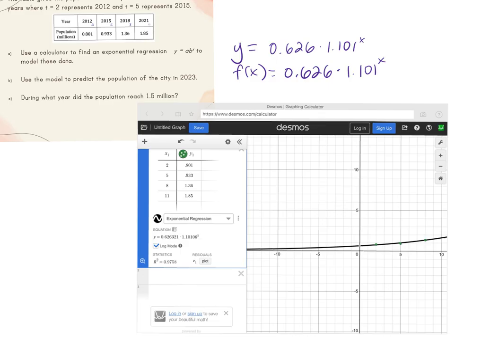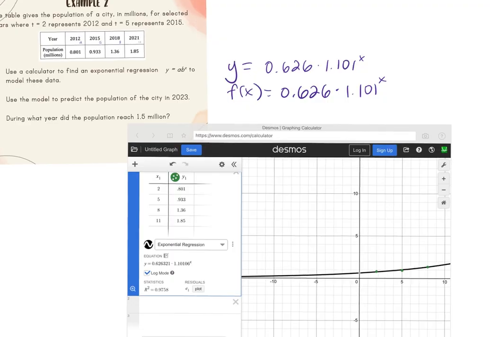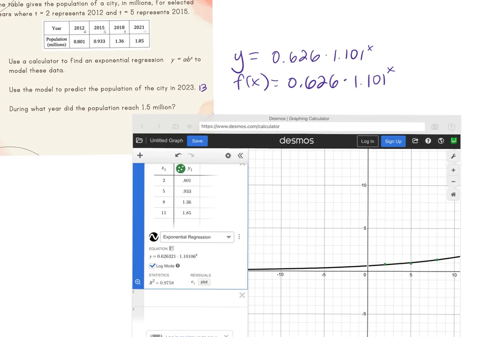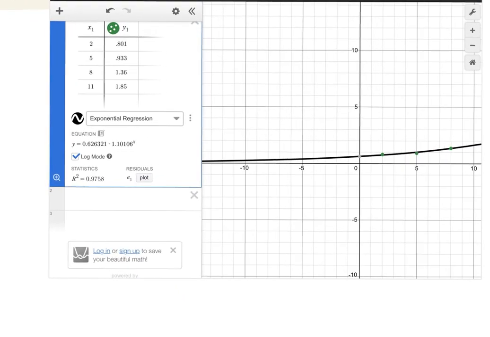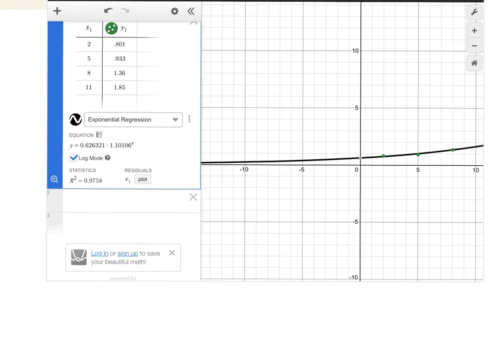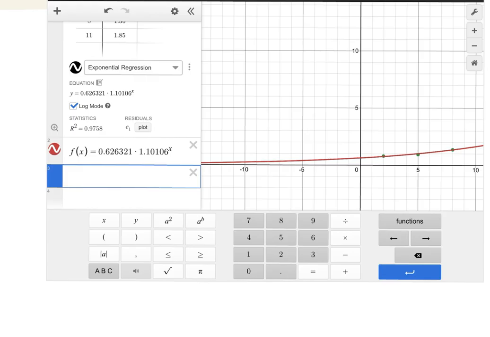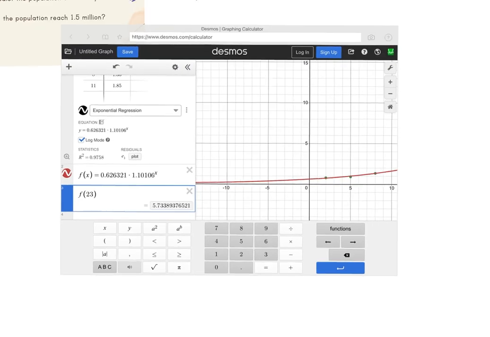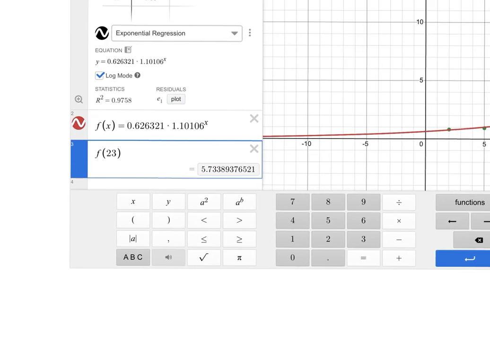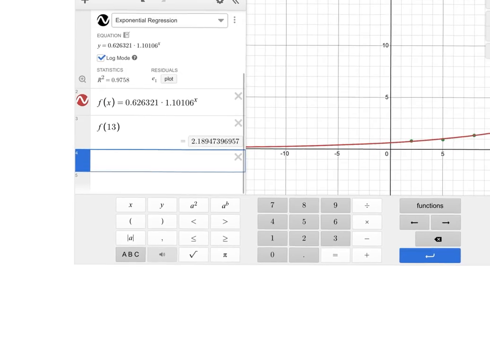Use the model to predict the population of the city in 2023. So 2023 would be 13 years since the beginning. So I'm going to copy my equation. Change the y to f of x. And find f of 13, sorry. So 2.189.